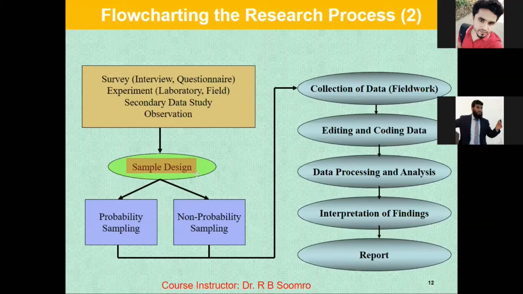Now there are two types of sampling: probability sampling and non-probability sampling. I think we discussed the difference between these two in our previous classes.